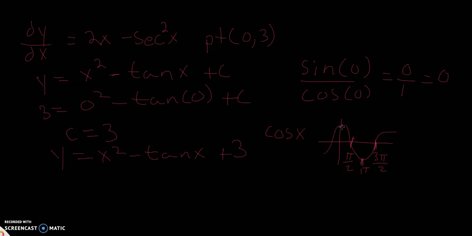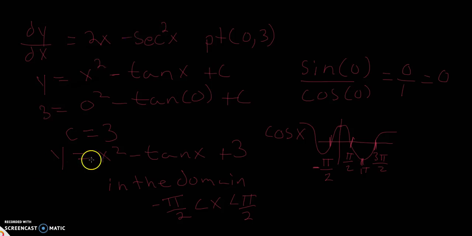It keeps going on at k pi intervals. Now when you check this, the point 0, 3 happens to be in the middle of these two points. If it was in between these, then your domain would be pi over 2 to 3 pi over 2. In this case, it's negative pi over 2 to pi over 2. So you have to state that the domain is negative pi over 2 less than x less than pi over 2. This is where your function exists.